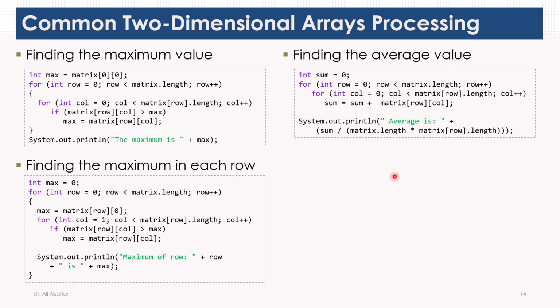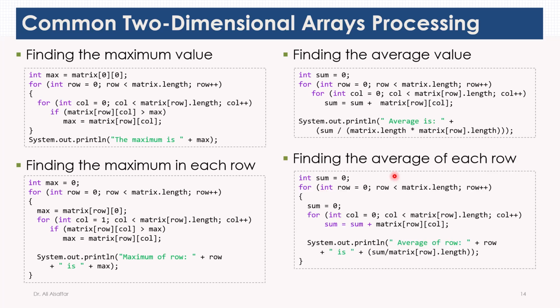Similar to finding the sum and maximum value in each row, the question is how to find the average of each row too. To find the average of each row, you need to process the array row by row. You make the outer loop responsible for counting the number of rows and use its variable, I mean the for loop variable, as the index for the first dimension of the two-dimensional array. And make the inner loop responsible for counting number of columns. Use its variable, I mean the for loop variable column, as the second dimension of the two-dimensional array.